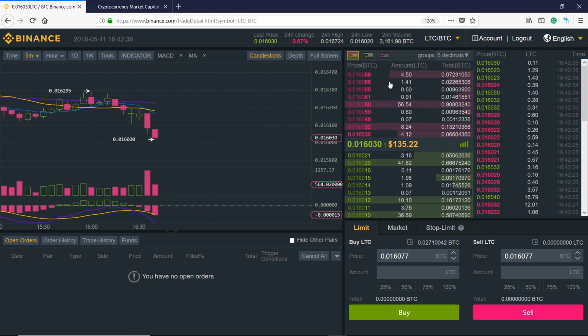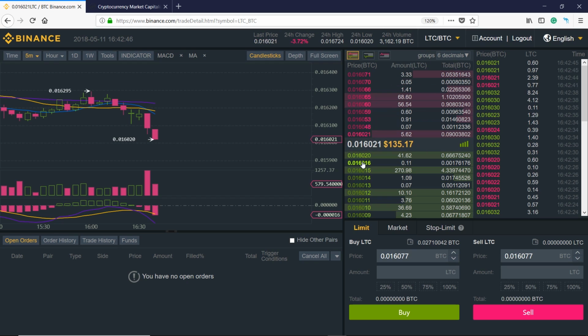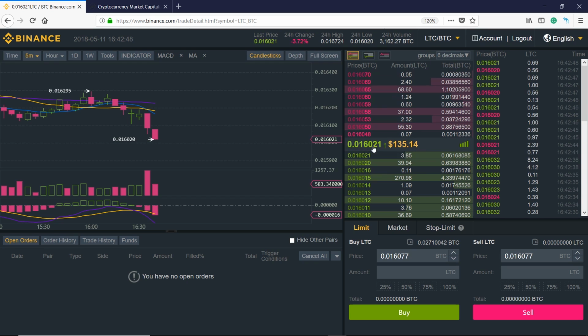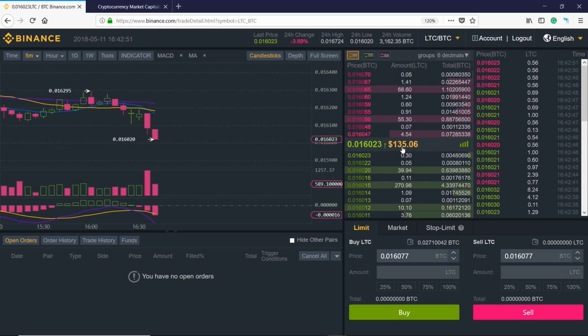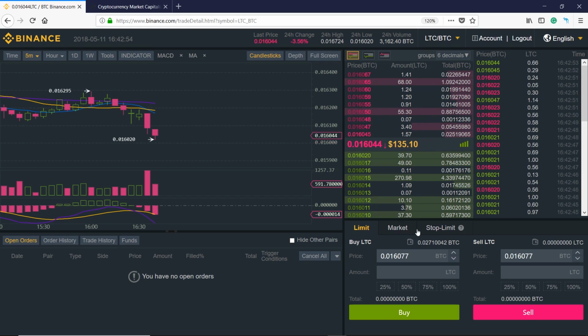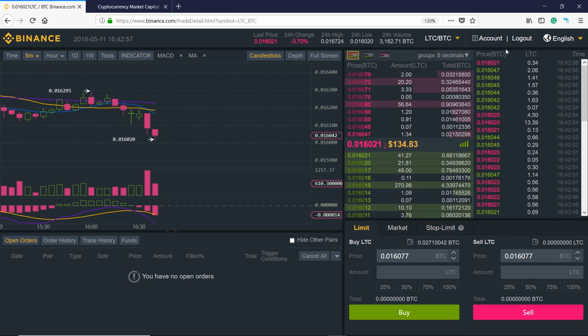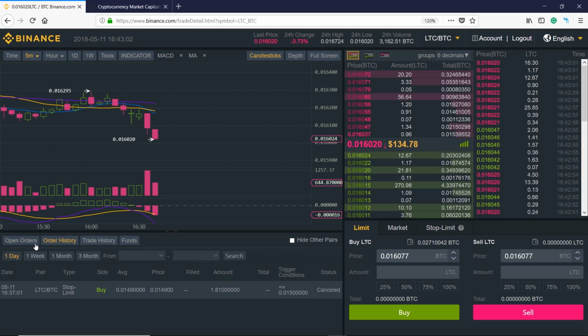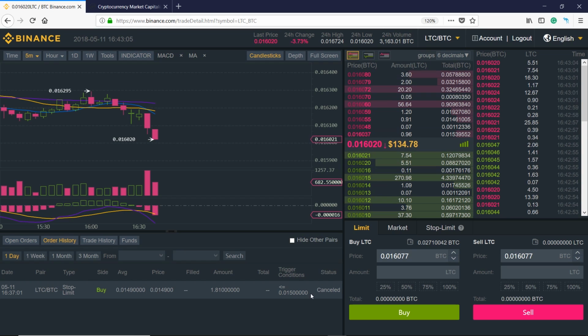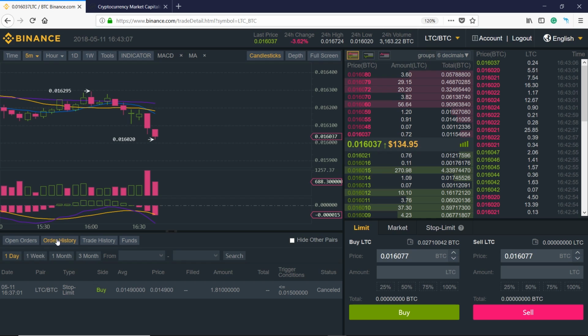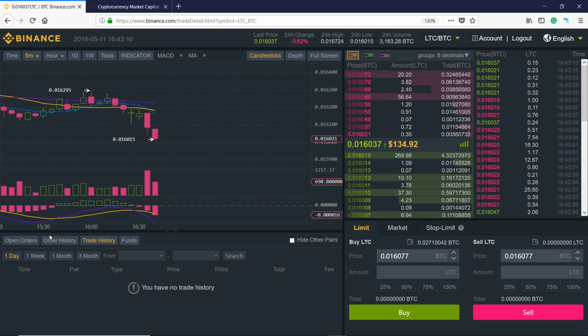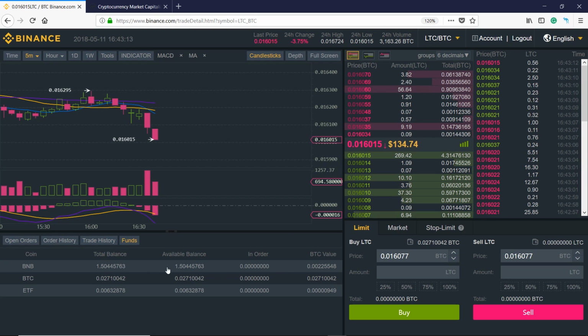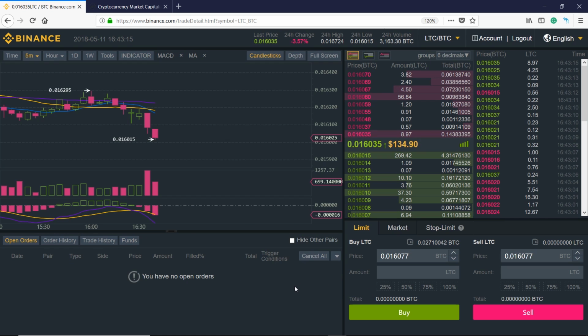So again, this is the price here in red. This is the sellers. Everyone that's selling their coin is here. And everyone that is actually buying is right here. The price here in the middle is the current price of the coin. Again, you have the limit, market, and stop limit options right here. And this is the actual trade history right here. Your order history is here. This shows me the last canceled order that I had earlier on the other one here. Order history, trade history. And these are my current funds right here. So that's the advanced view, okay?